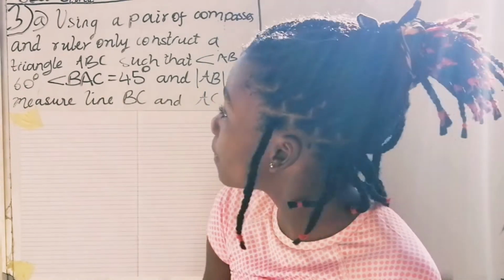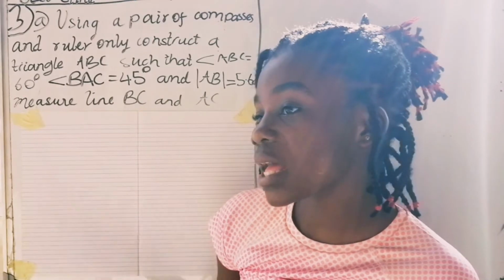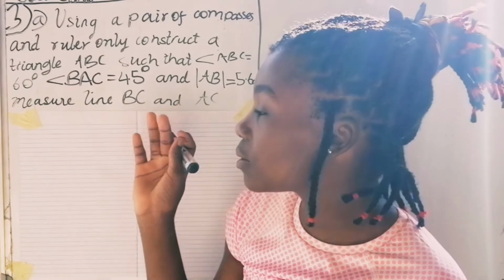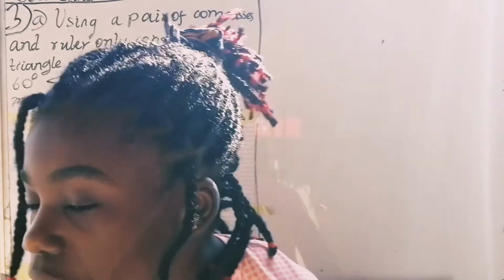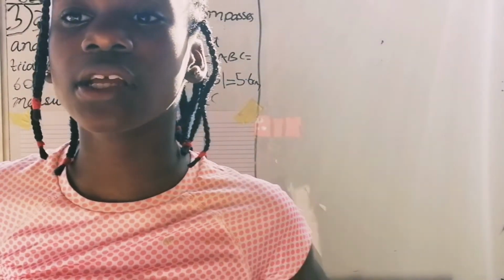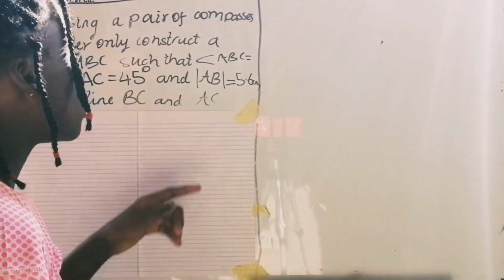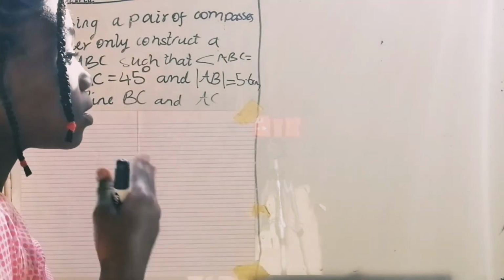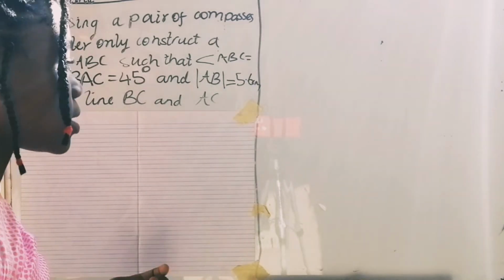So we are basically being told to construct a triangle in which one of its sides is 5.6 centimeters and the other two angles are 45 degrees and 60 degrees. Whenever we are constructing a triangle, the best thing to do is to start from the line, not the angles. We need to construct the lines first. It makes our work easier for us.